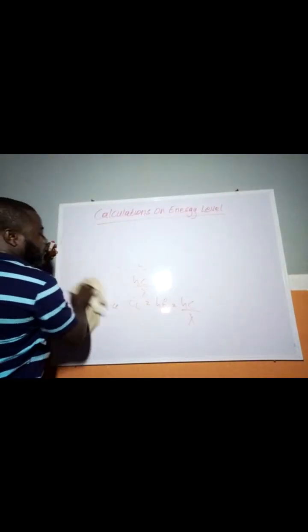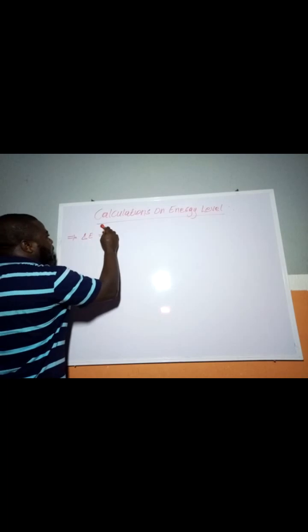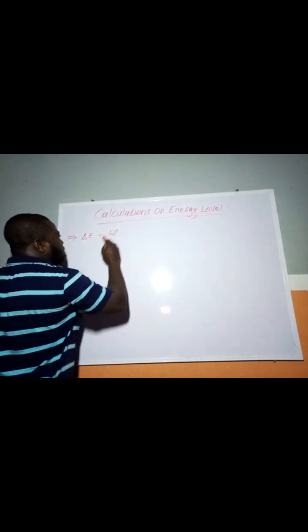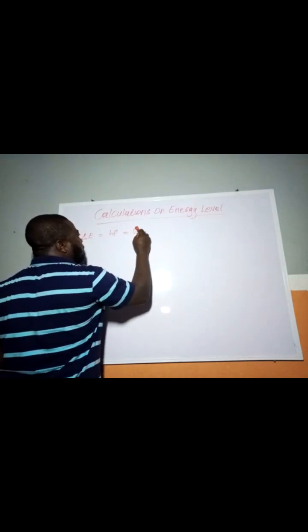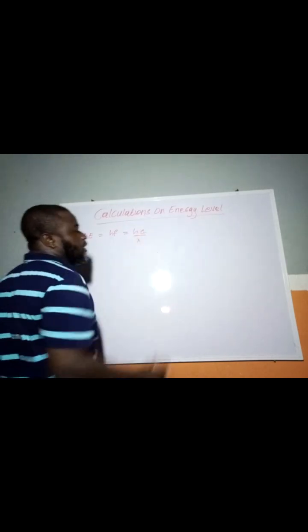Let's see that. Normally, they are talking about changing energy level from one level to another. So what I will recall first is this. I know that my change in energy should now be equal to HF, which is also equal to HC over lambda. That's the first thing I need to recollect.